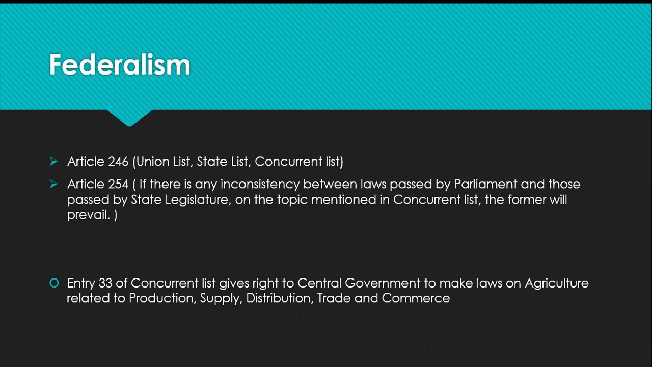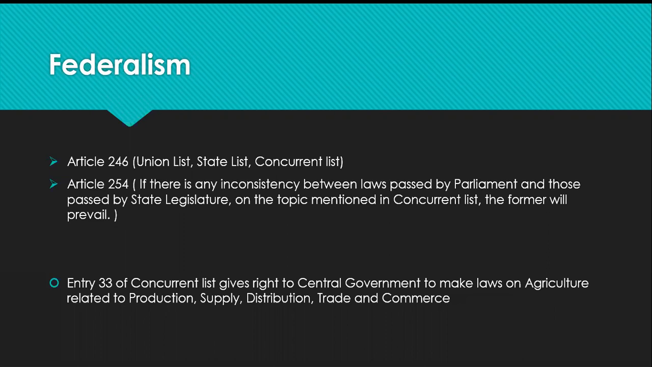Now coming to the State list, it has the subjects on which the state has the power to make law independently. For making any law on the subjects which are in the State list, the state doesn't have to ask the center. The state can make law independently. Now coming to the Concurrent list. The Concurrent list has the subjects on which center and state both can make law.